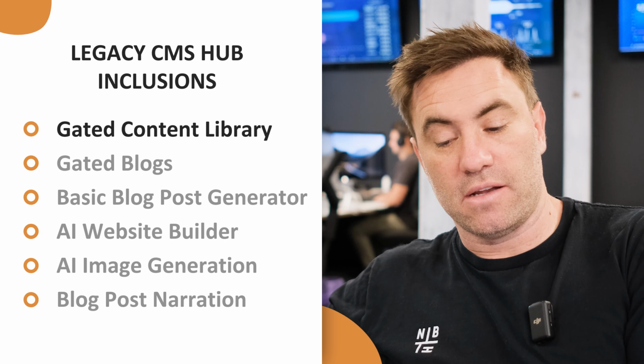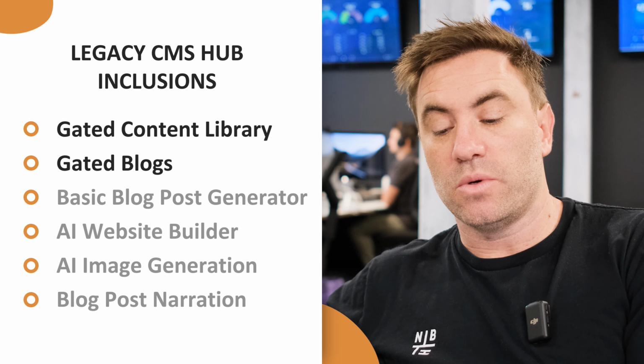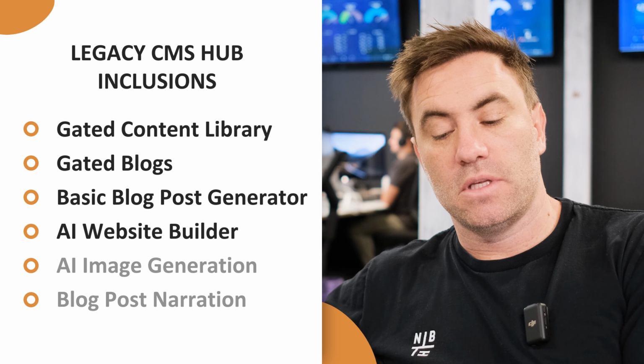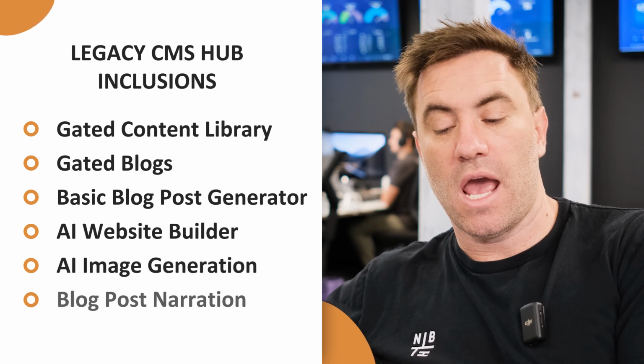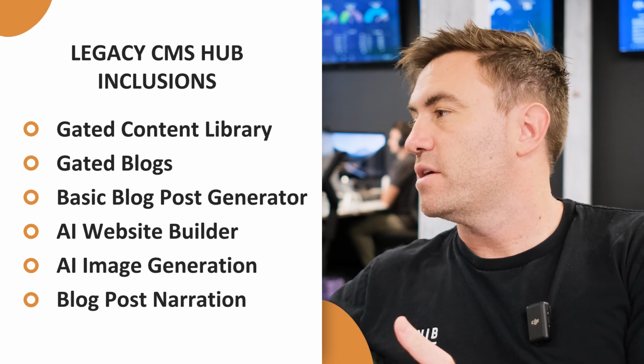I think it's important to know that some of these tools get included and not included with some of the tools that you might have as legacy. So first and foremost, if you have CMS Hub customers, you will get access to the gated content library, which we'll cover all of this stuff a bit later on. You'll get gated blogs, a basic blog post generator, an AI website builder, AI image generation, and blog post narration. So these are the new features that you get if you have CMS Hub.